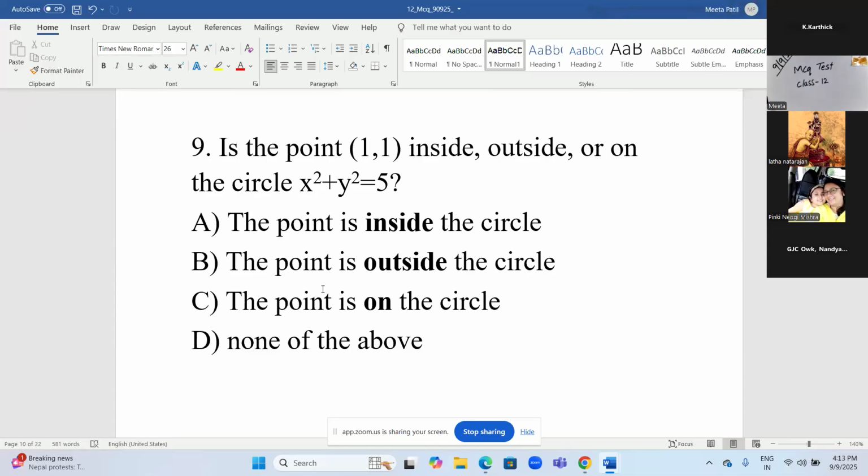Once again, I will repeat the question. Is the point (1, 1) inside, outside or on the circle for the equation x square plus y square is equal to 5? So here you have the options as the point is inside the circle, the point is outside the circle, the point is on the circle, none of the above.